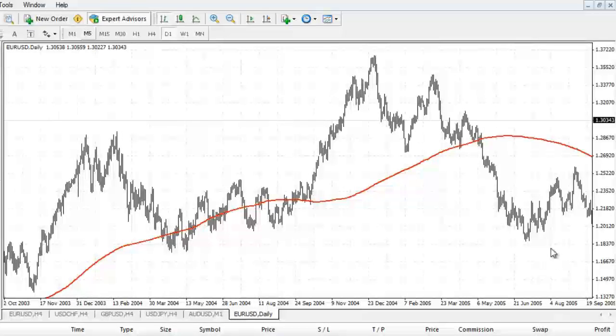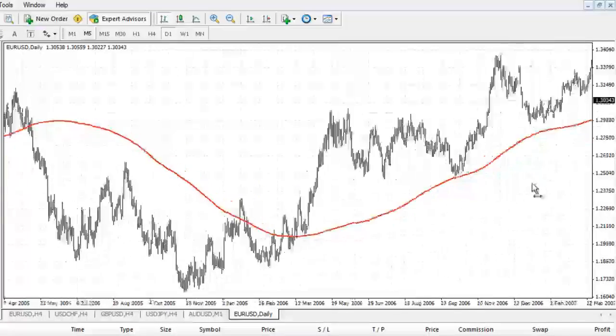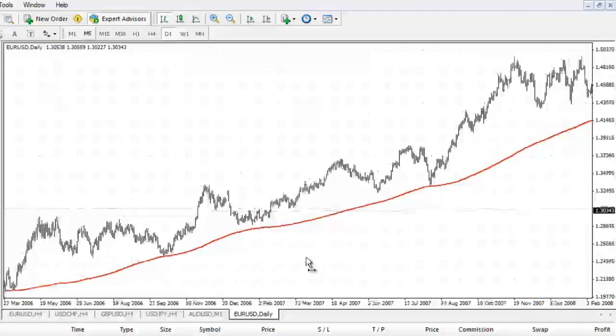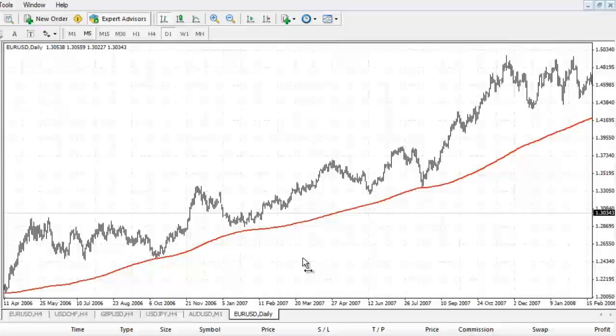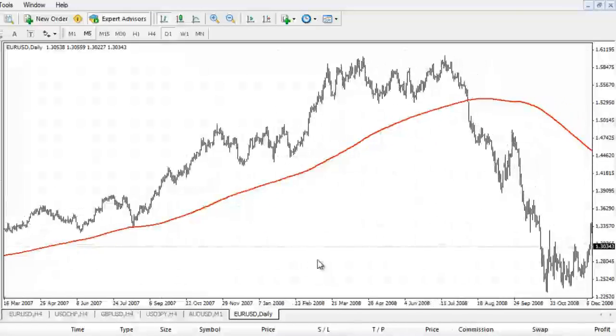Now a 200 period moving average is often used to give an indication of the broad longer term trend of the market. As you can see here in the Eurodollar, it was quite a good indication of the long term upward trend between early 2006 and mid 2008, when suddenly prices broke down quite sharply.